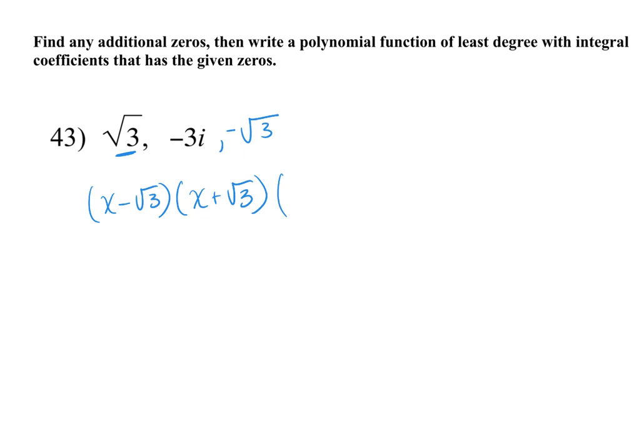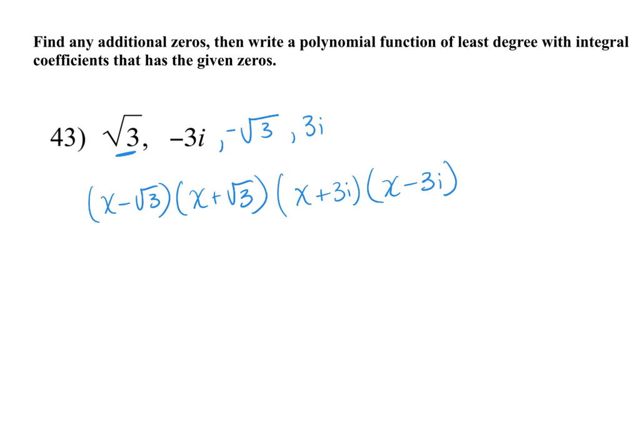If I have x minus a negative 3i, that's x plus 3i. And if I have a negative 3i, I also have a positive 3i. So it's going to look like this. So anytime you have an i or a radical, you have to partner it with the opposite, okay? That is also an additional 0. If you just have 1, 2, 3, 4, 5, those do not generate additional zeros.